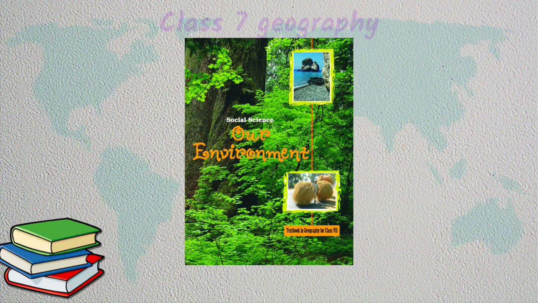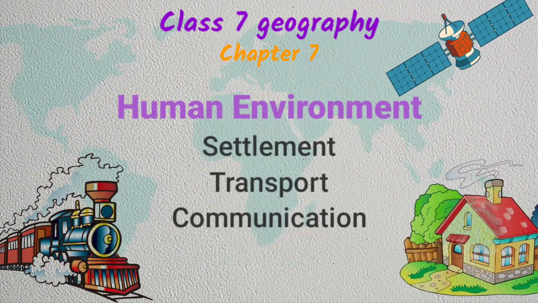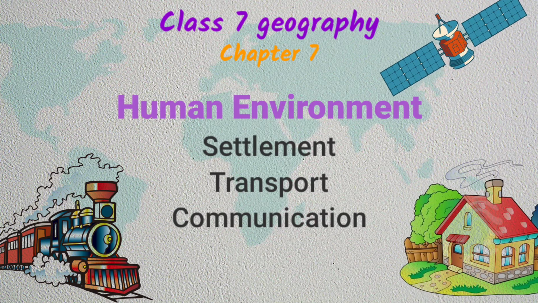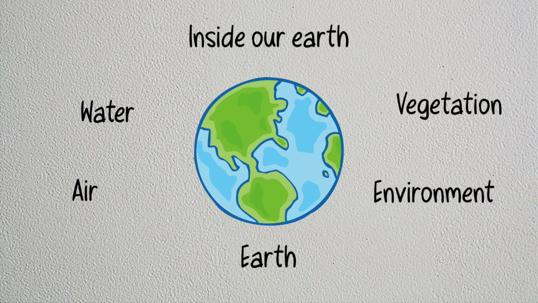In this video, we will discuss Class 7 Geography Chapter 7, Human Environment, Settlement, Transport and Communication. Till now, we have discussed our planet Earth, its environment, air, water and vegetation present around the Earth.